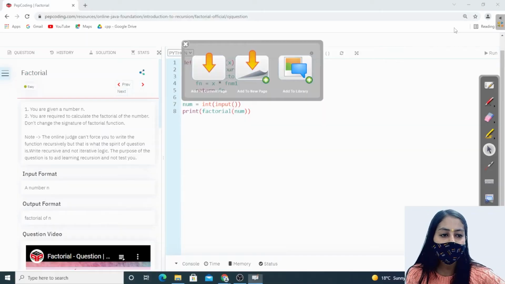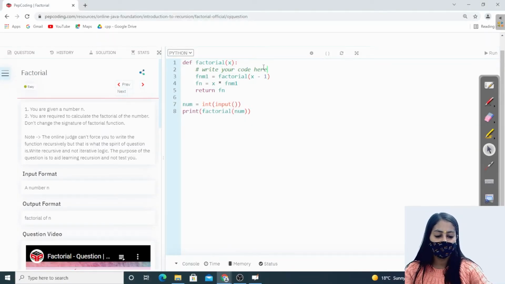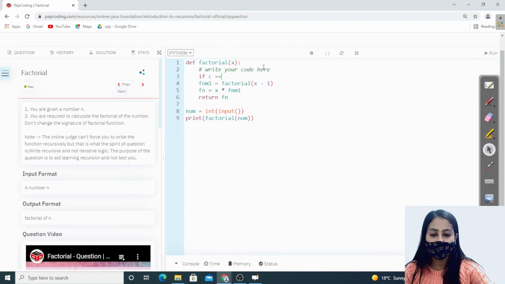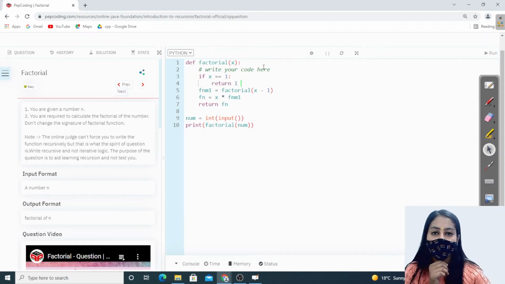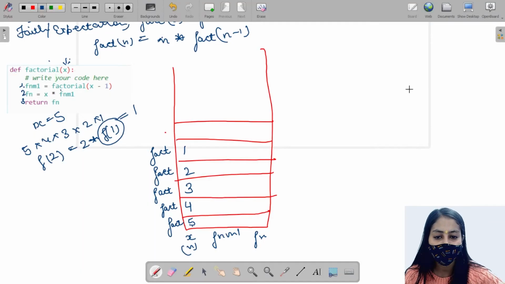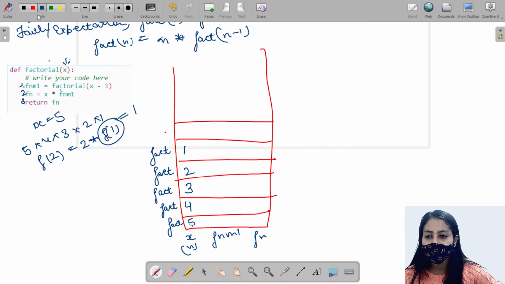So our base case will be: if our number becomes 1, then we have to return 1 because the factorial of 1 is 1, right? So this is our base case.